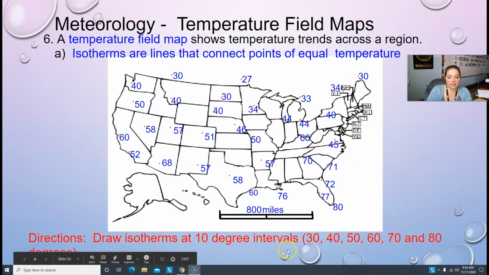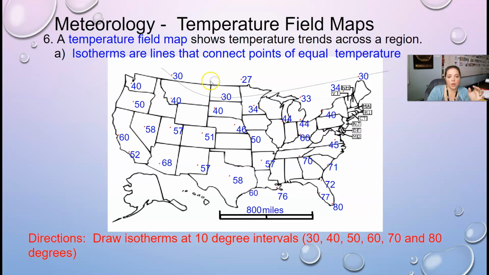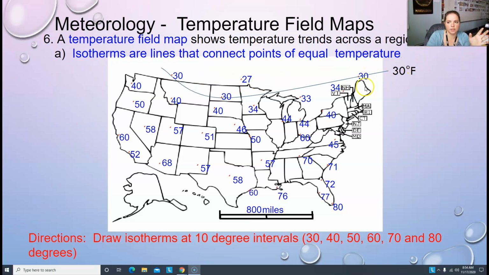So the first thing I did, or I want you to do, is draw the 30-degree interval. So I'm going to take a 30 here, a 30 here. Look at this. I'd put a dot between these two, a dot between these two, and a dot between these two. And I'd draw the line something like this. And I'd label it. Label, label, label. Don't forget to label.